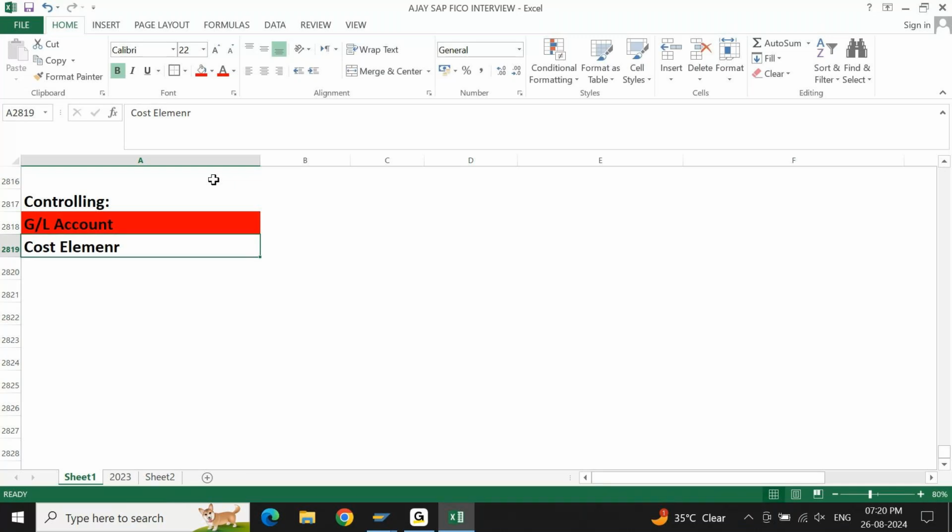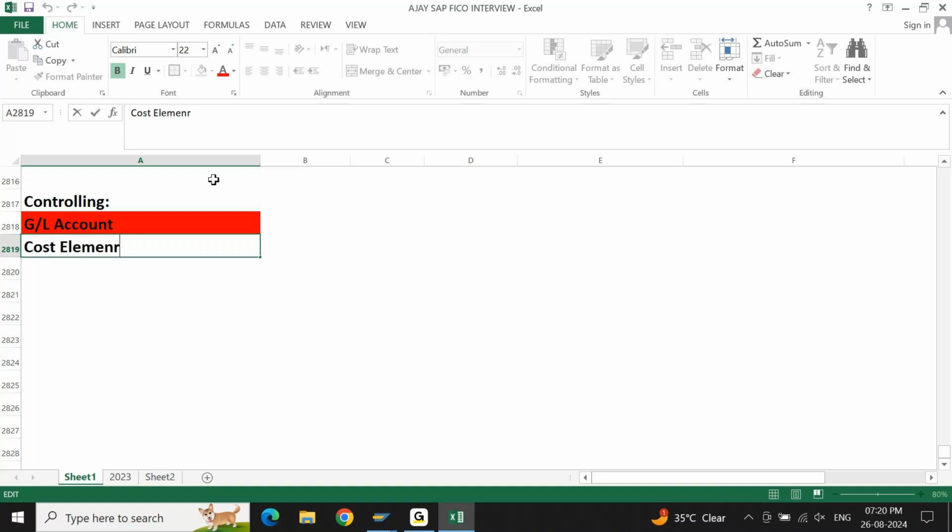So you'll have to understand everything with respect to cost elements. When you're talking about cost elements, you know that there are how many types of cost elements? Two types: primary cost element and secondary cost element. Right, you have primary cost elements. Second one, you have secondary cost element.